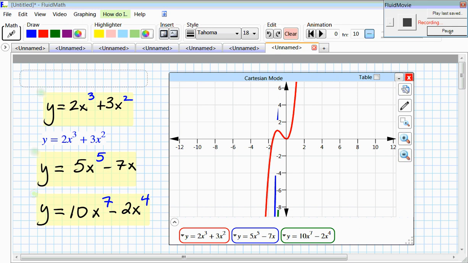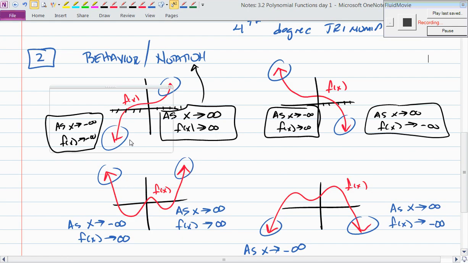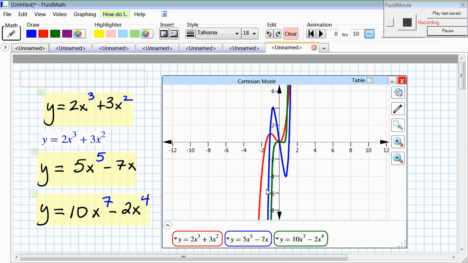Okay, so what everyone is telling me here is that all of these graphs kind of behave the same way. You guys told me that they kind of match this first one here, where they go down the left and then up on the right. Now, they do some funky stuff in between. Like this blue one is pretty extreme, and this green one's kind of not so extreme. But the end behavior, right, as x goes to negative infinity, f of x goes to negative infinity. And as x goes to positive infinity, f of x goes to positive infinity.